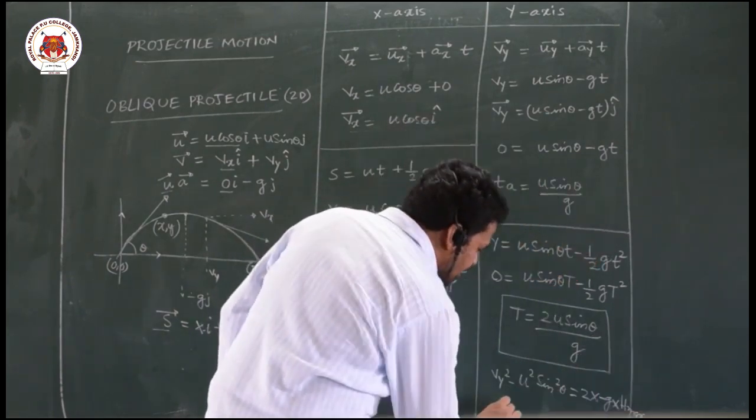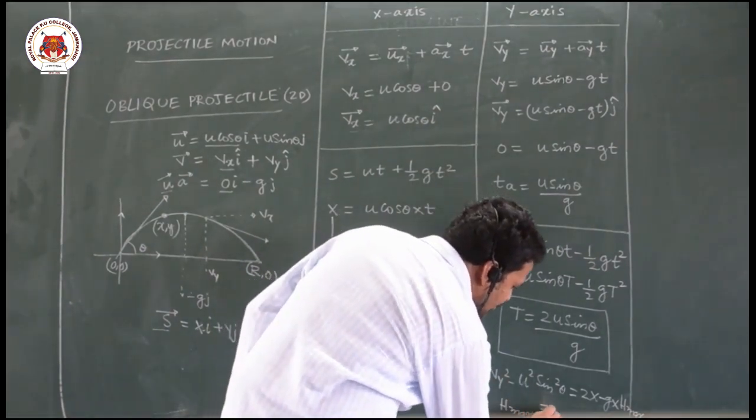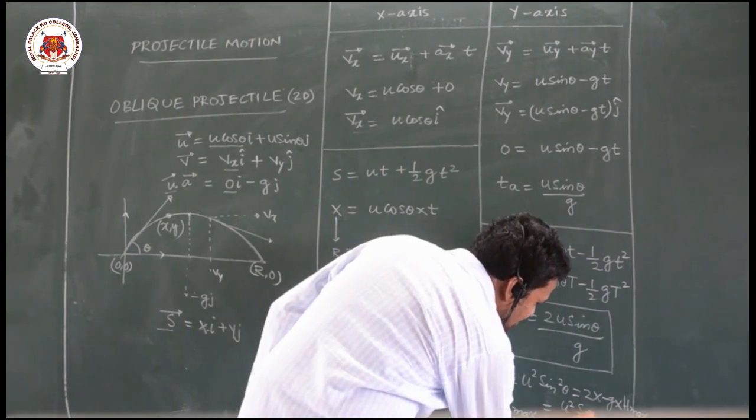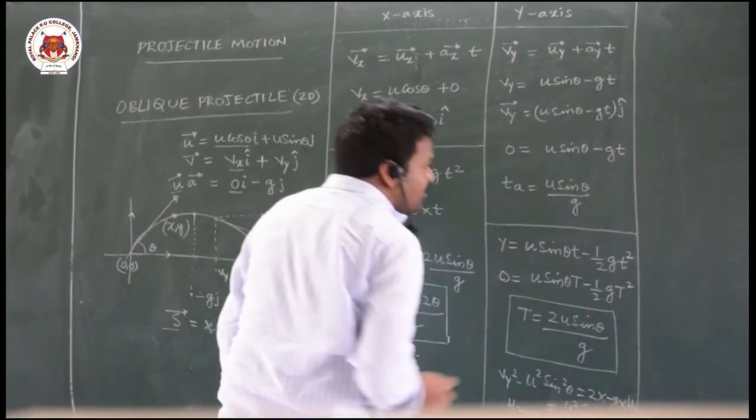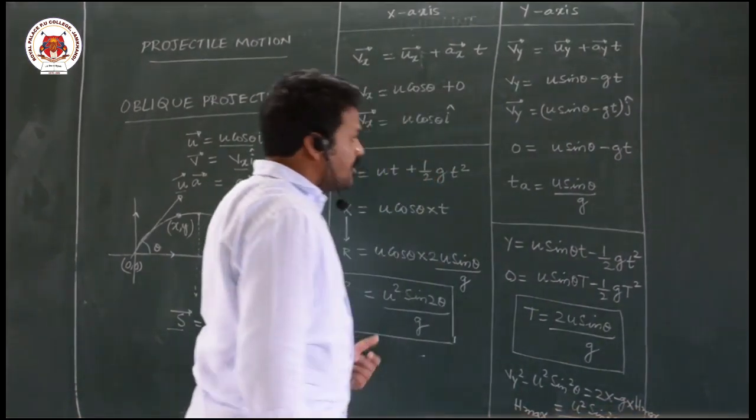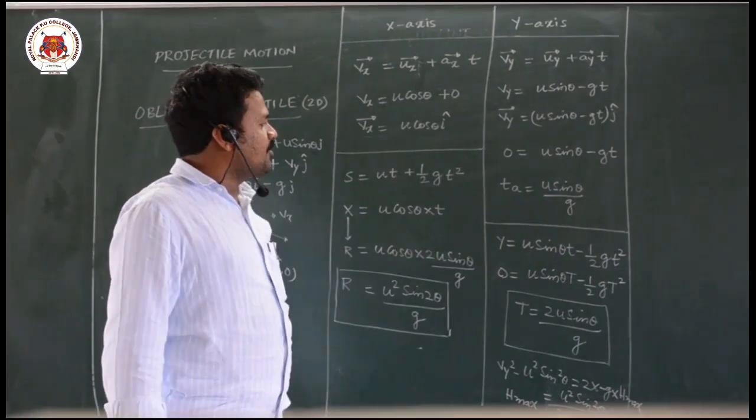Then what you will get is h max. At maximum height, vy is 0, so h max is equal to u square sin square theta by 2g. These are the formulas regarding projectile motion. So hardly within 2 or 3 minutes we can derive all the formulas.